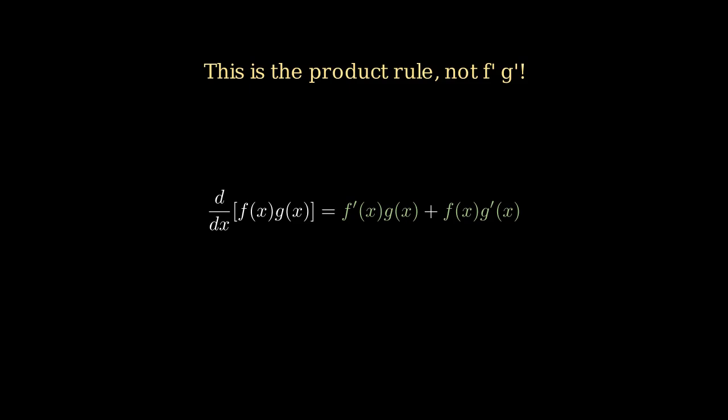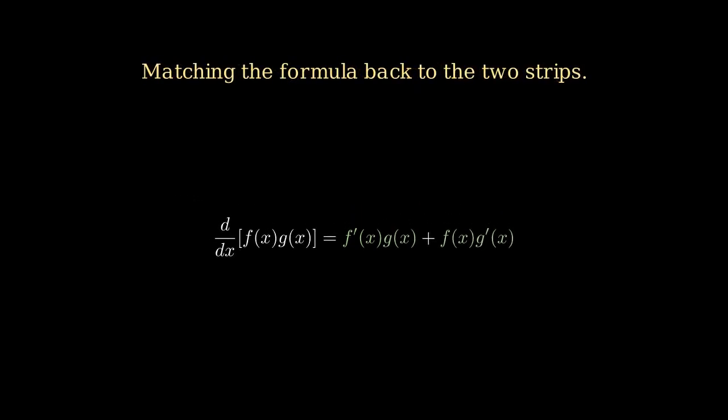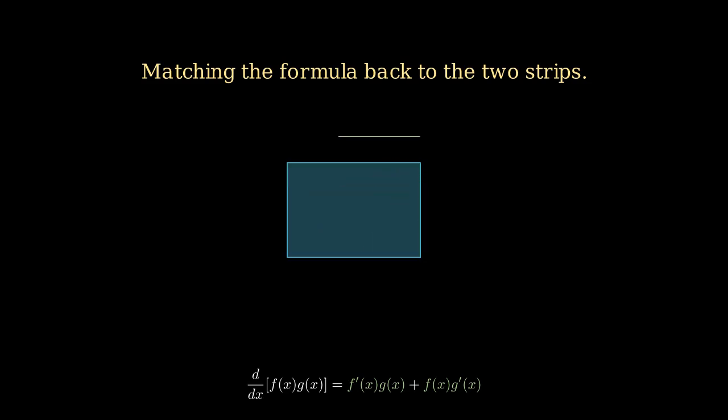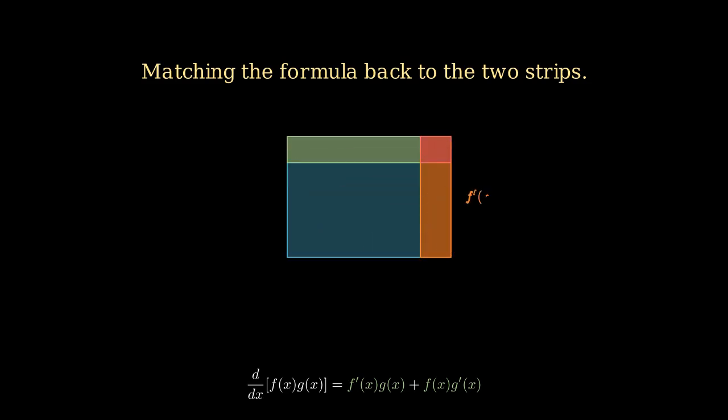Notice this is not the product of the derivatives, so our opening instinct was wrong, and now we know exactly why. There are 2 strips, not 1. Let's match this back to the picture. The first term, f prime of x times g of x, is the thin strip along the side, the small growth in f, stretched across the full height g of x.